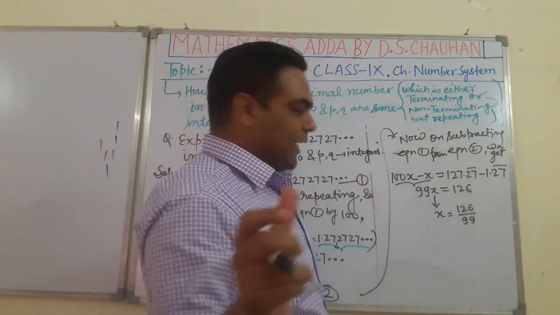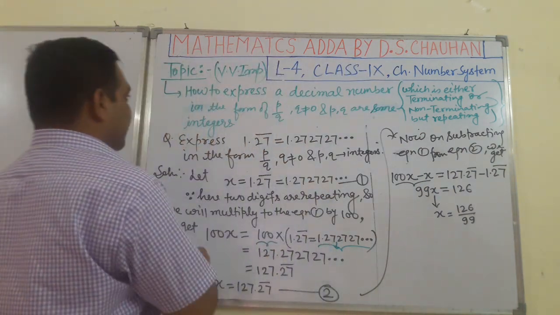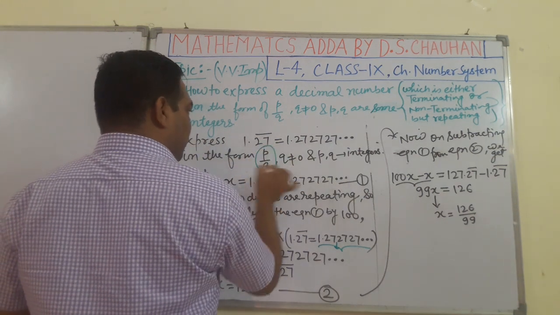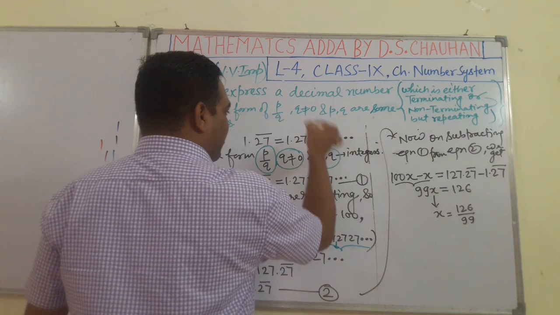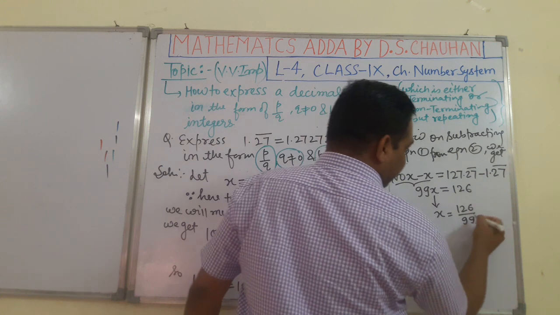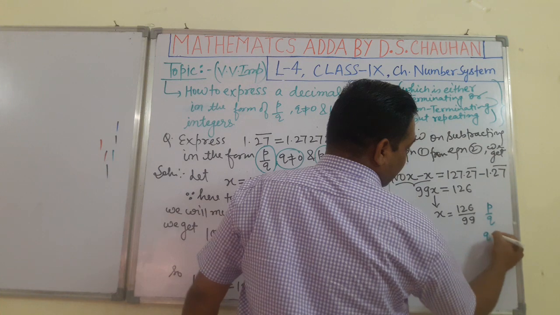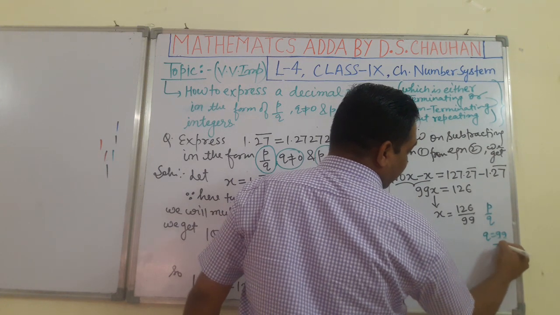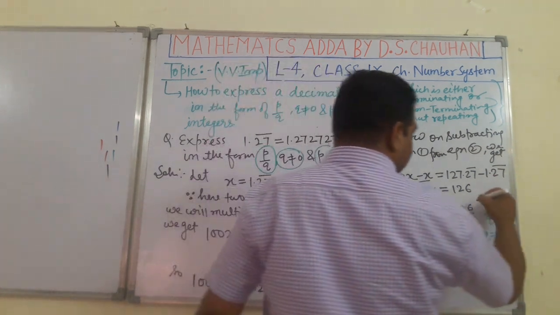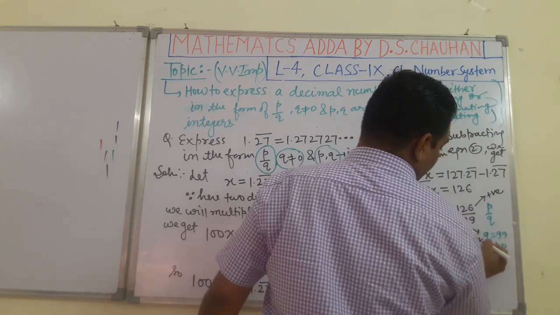Students, if you are interested, you can simplify it. It depends on you. But in the question, it has been said to express in the form of p by q, where q is not equal to 0 and p, q are integers. Students, we are at such a stage where this is in the form of p by q, where q is 99, which is not equal to 0, and p, q both are integers. See, this is a positive integer and this one is also a positive integer.